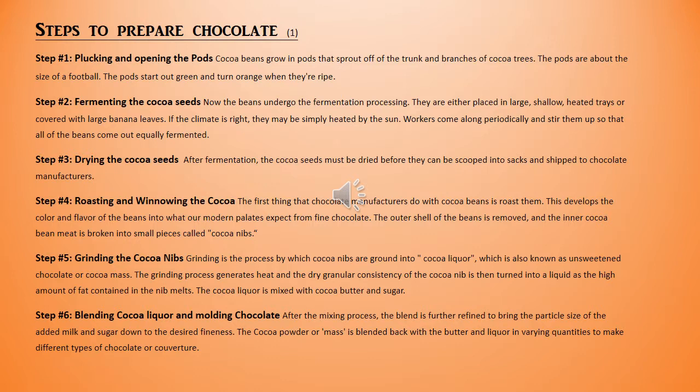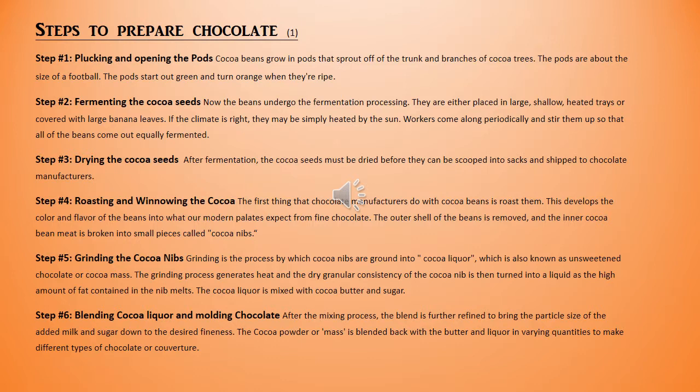The outer shell of the bean is removed, and the inner cocoa bean meat is broken into small pieces called cocoa nibs. Step 5 is the grinding of the cocoa nibs. Grinding is the process by which cocoa nibs are ground into cocoa liquor, which is also known as unsweetened chocolate or cocoa mass. The grinding process generates heat, and the dry granular consistency of the cocoa nib is then turned into a liquid, as the high amount of fat contained in the nib melts. Then the cocoa liquor is mixed with cocoa butter and sugar.